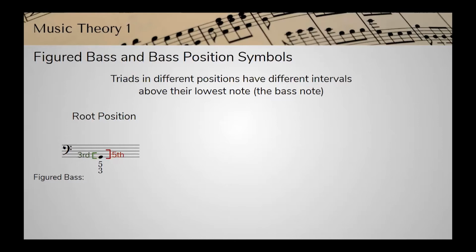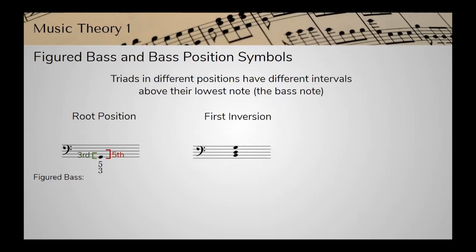So the numbers 5, 3 can be used to indicate something is in root position, because the only thing that will have a fifth and a third is a root position triad. So the figured bass is a bass note, in this case G, and it's also a set of numbers underneath that note that tell you what intervals will be used to create that chord. Those intervals indicate what position it's in.